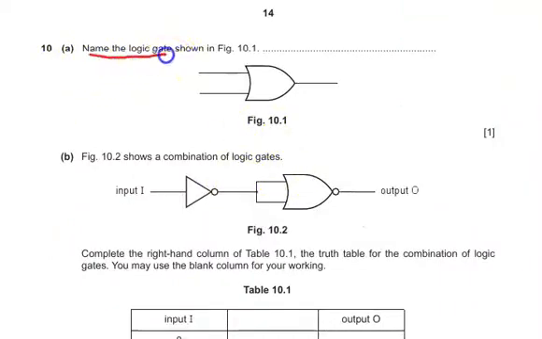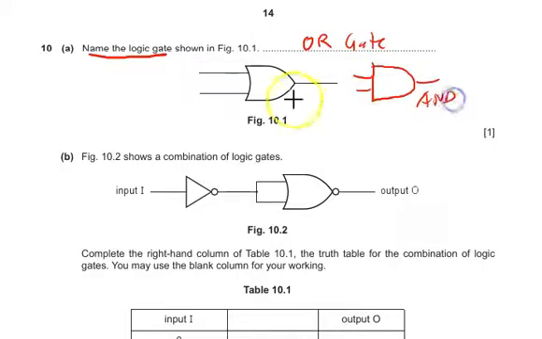Name the logic gate shown in Figure 10.1. This one is definitely your OR gate. Don't get confused with the AND gate. The AND gate is supposed to have a D-letter shape. This is the AND gate.